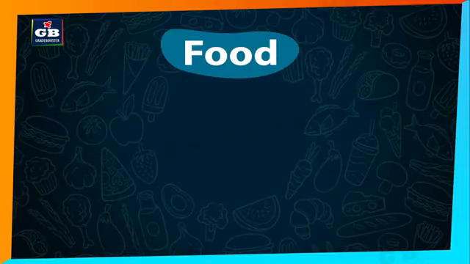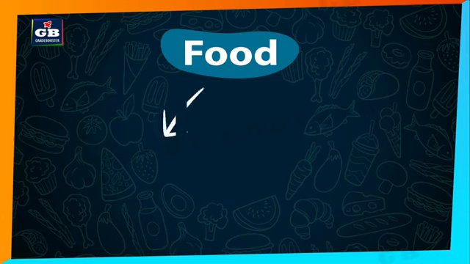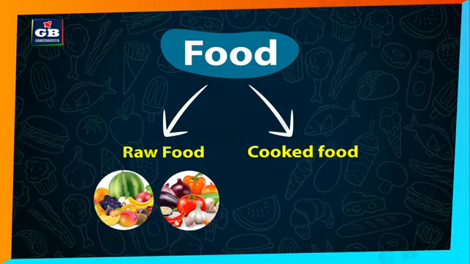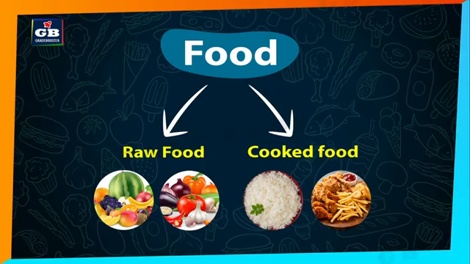Our food is basically two types. 1. Raw food, like fruits and some vegetables and some sprouts. All these are raw food. That means the food that we consume without any cooking. The second one is cooked food. That means the food is cooked or prepared.